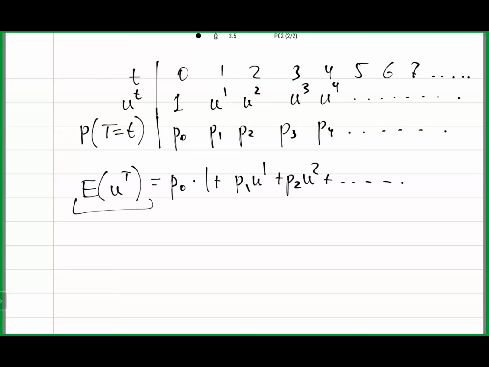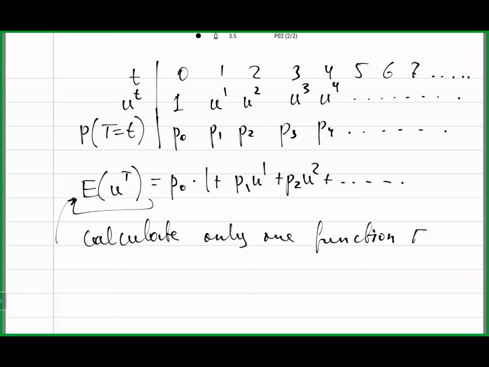So we need to calculate only one function, the expected value of u to the power t, and the second step will be to extract all probabilities.